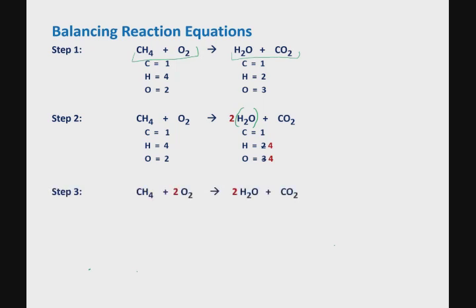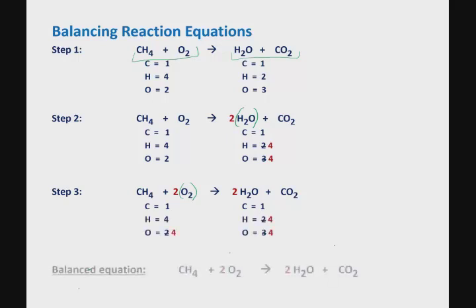We put a 2 in front of O2. If we put a 2 in front of O2, please remember that that 2 applies to the entire O2 molecule. So now if we count the number of atoms, we have 1 carbon on both sides, we have 4 hydrogens on both sides, and we have 4 oxygens on both sides as well. Therefore, the final balanced reaction equation is CH4 plus 2O2 gives us 2 H2O plus 1 CO2.